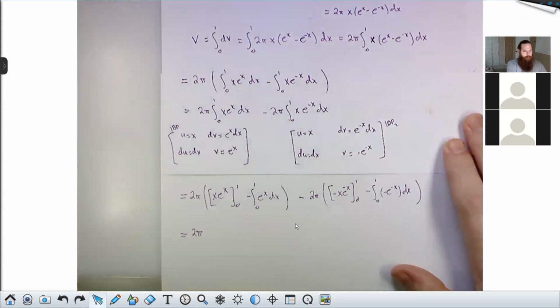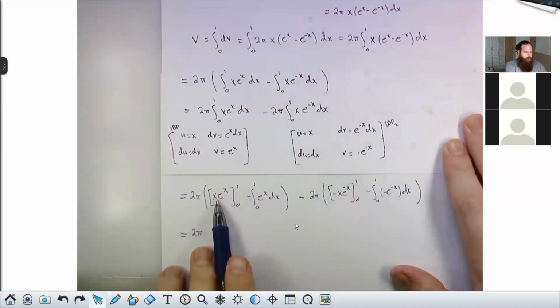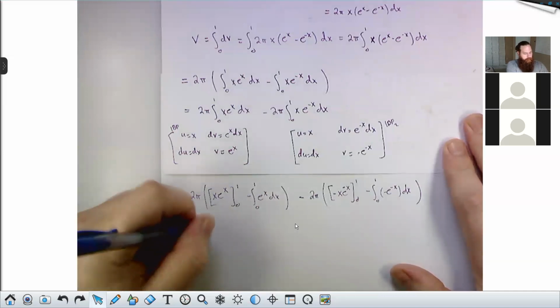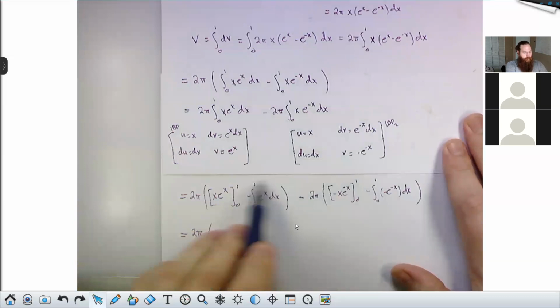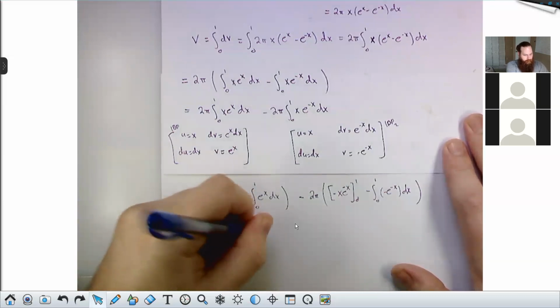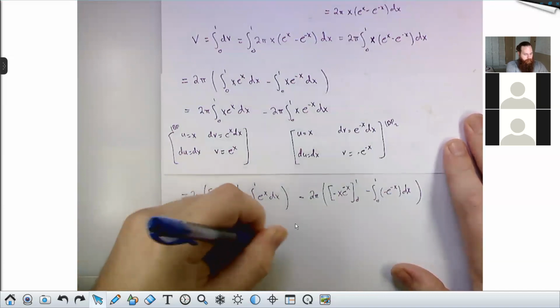Okay, so if I evaluate this piece between 0 and 1, I plug in 1, I'll get 1 times e. And then I subtract what I get when I plug in 0. That's going to be 0 times e to the 0, or 0 times 1. That's 0. So that first piece is just e. And now this guy, when I integrate him, the integral of e to the x is e to the x. And I evaluate that between 0 and 1.